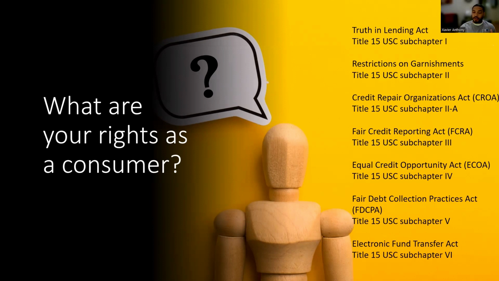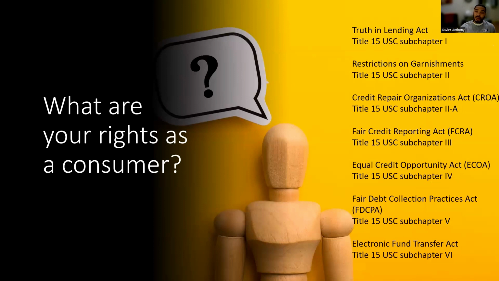Then you have, under 15 USC subchapter 4, the Equal Credit Opportunity Act. Obviously, the Equal Credit Opportunity Act prohibits creditors from discriminating against applicants based on race, color, religion, national origin, sex, marital status, age, or because you're receiving public assistance. So basically, creditors can't refuse to give you a loan because you're Black or Mexican or white or whatever the case is. They can't charge you higher interest rates because you're a female or a male, and so on.